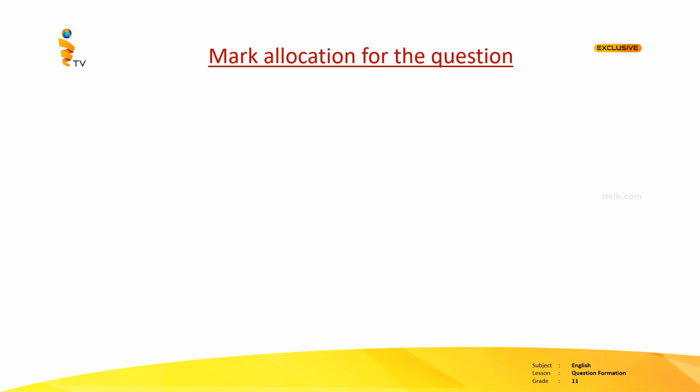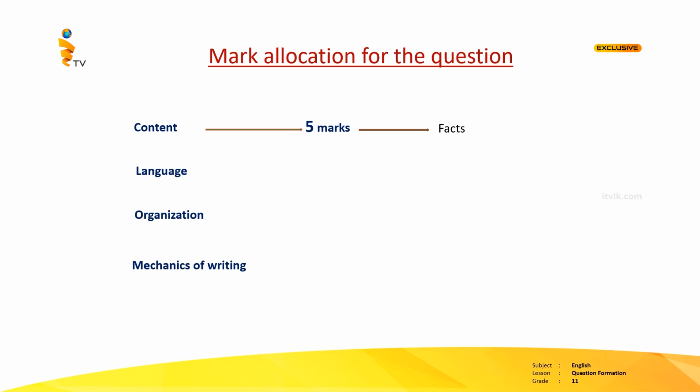Children, I'd like to remind you about the mark allocation for this question. It's actually similar to the mark allocation of the essay. Mainly, there are 4 criteria that our marks are given on. They are content, language, organization and mechanics of writing. For contents, you can score 5 marks and all your points are counted to give the marks. For language part, you can score 5 marks again, and you are tested whether your sentences are grammatically correct and whether the spellings are correct.